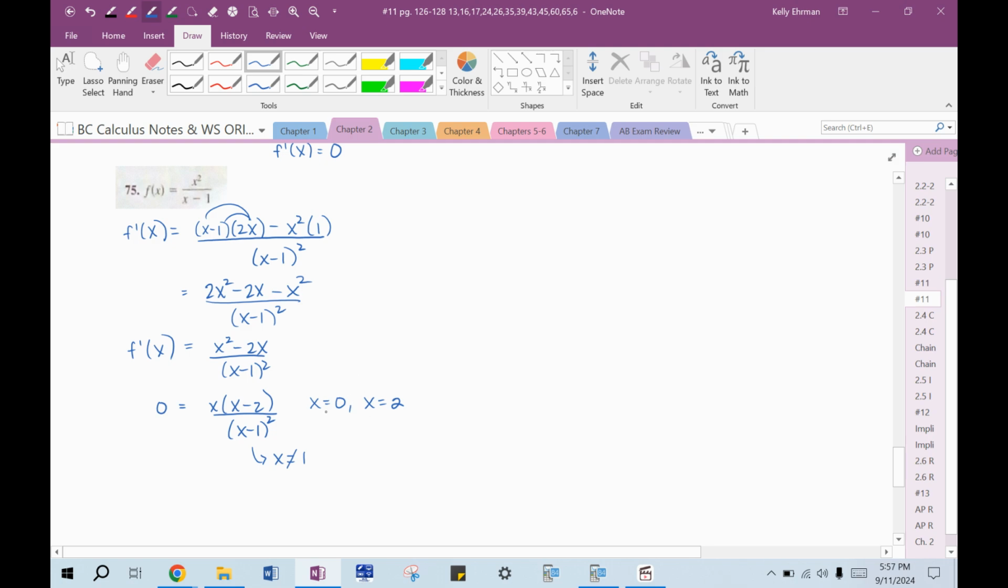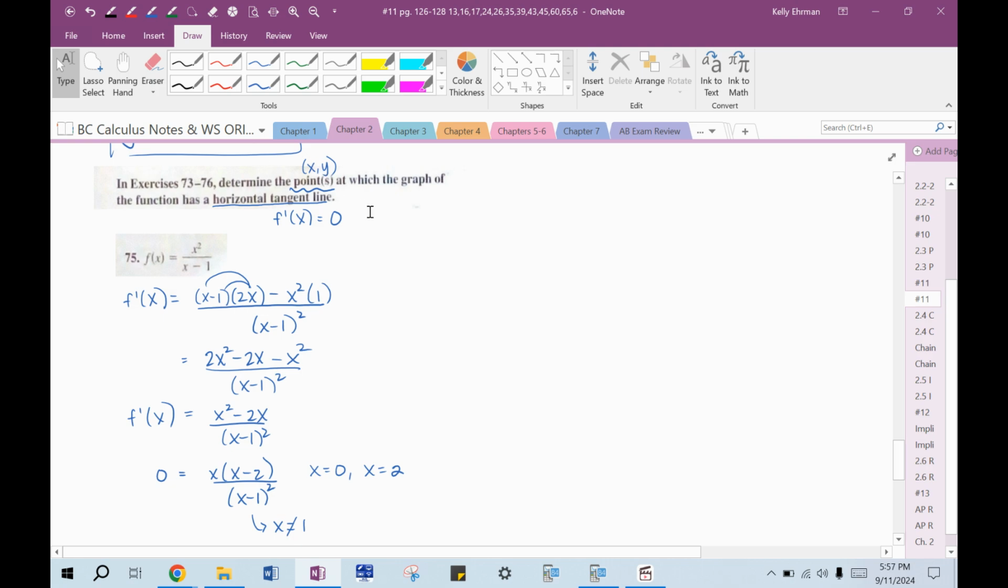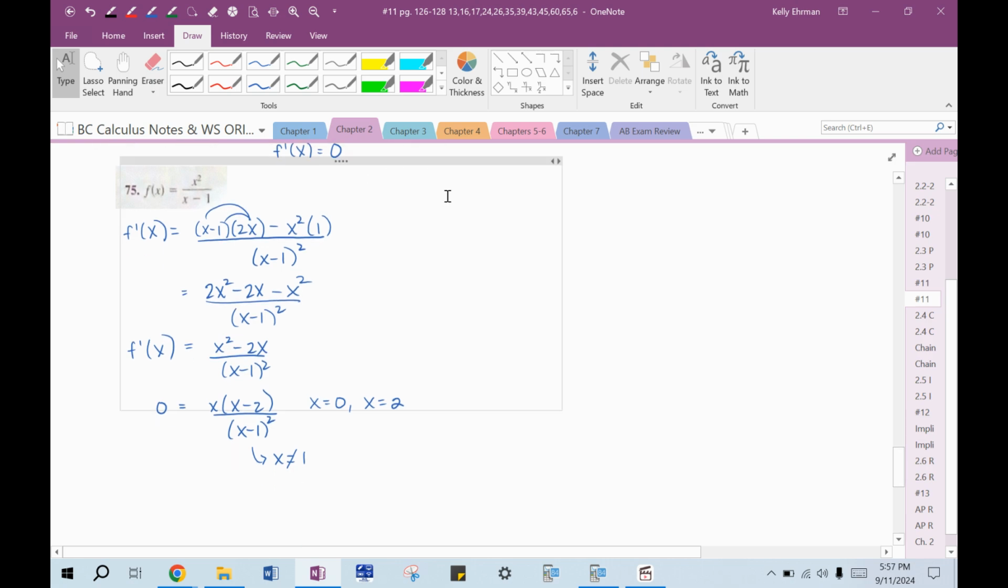So these are the 2 x coordinates, but remember, you're not finished because it says determine the points at which the graph has a horizontal tangent. So now that I know the x coordinates, I have to go back and say, what is f of 0? So go back up here. 0 over -1 is 0. And what is f of 2? 2 squared is 4. 4 over 2 minus 1 is 4. So the horizontal tangent happens at 0, 0, and there's another one at 2, 4.